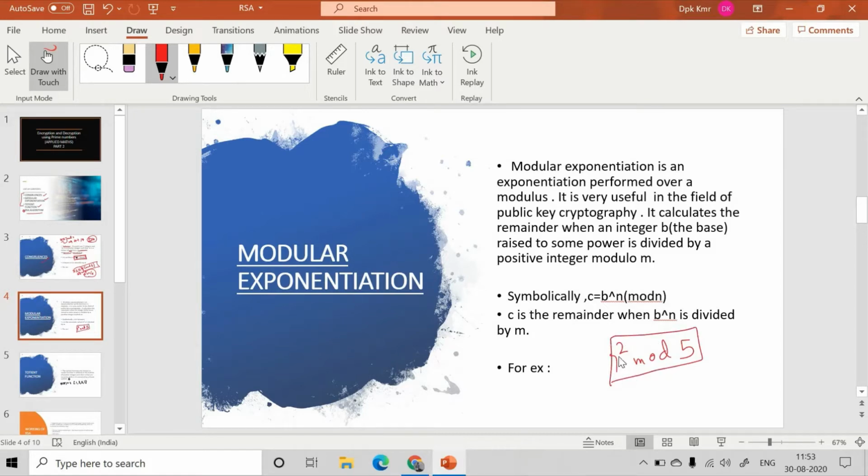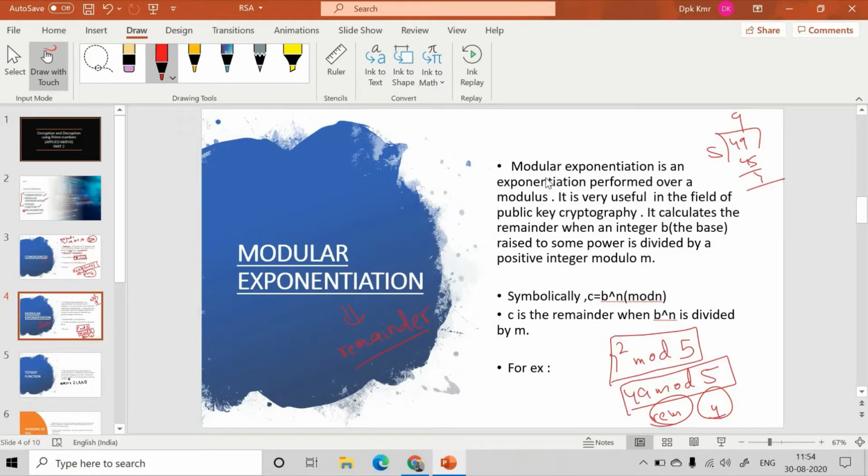Now what we have done here is 7 squared is 49. Then we have to divide 49 by 5, since it is modulo 5. If we divide 49 by 5, we will obviously get remainder 4. So the remainder is 4. So the modular exponentiation helps in finding the remainder.